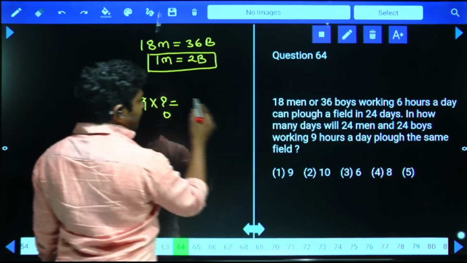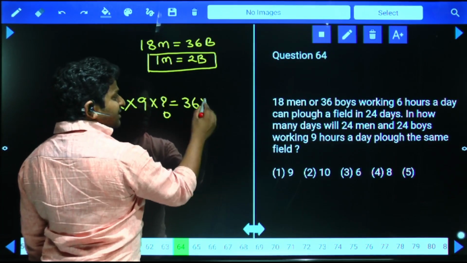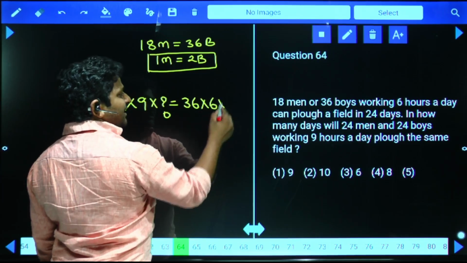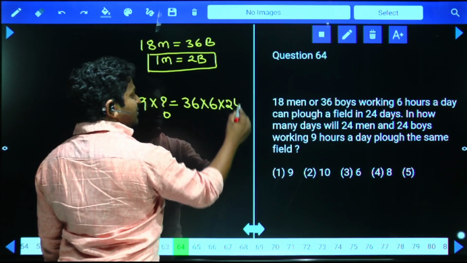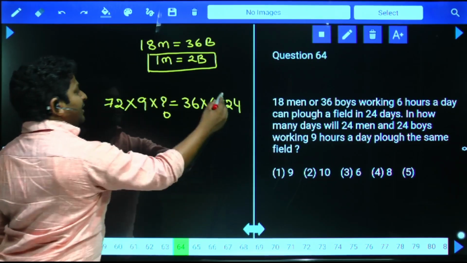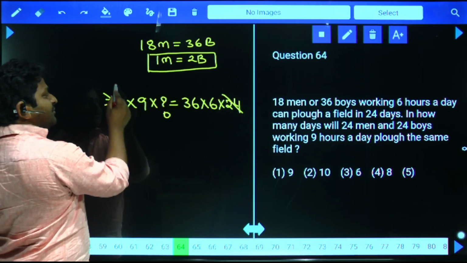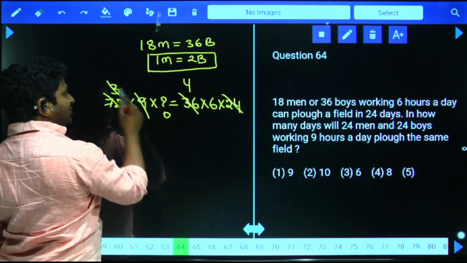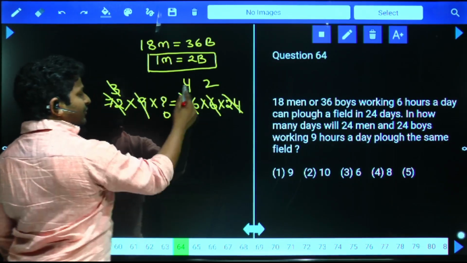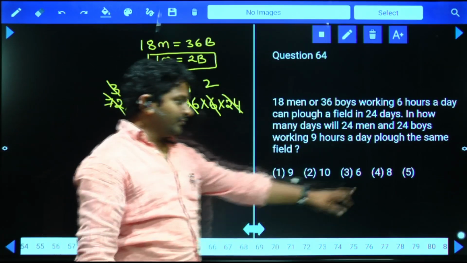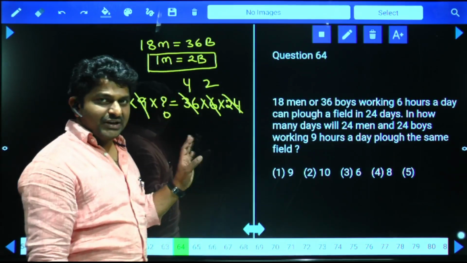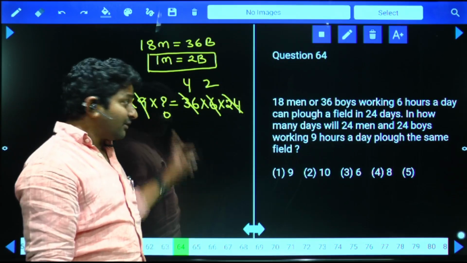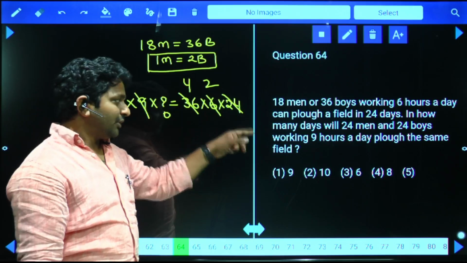This is what your question is. But information-wise we have 36 boys working 6 hours a day can plough it in 24 days. 24 three times, 9 four times, 3 two times. 4 into 2 is 8. 8, fourth option answer. I am just using the MDH by W formula. M1D1H1 is equal to M2D2H2.